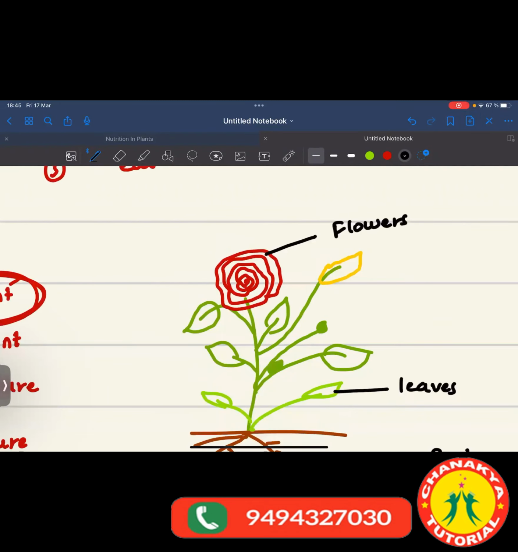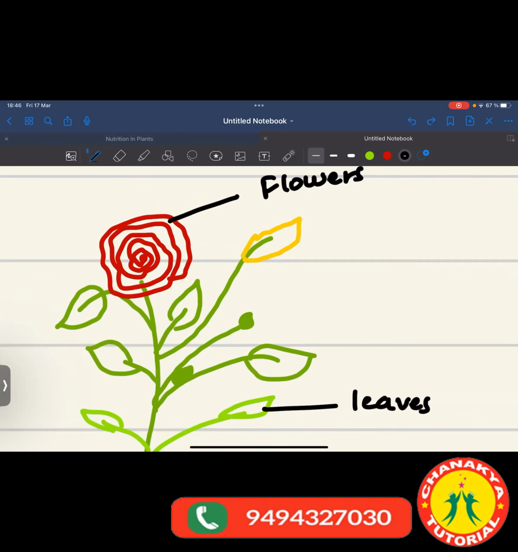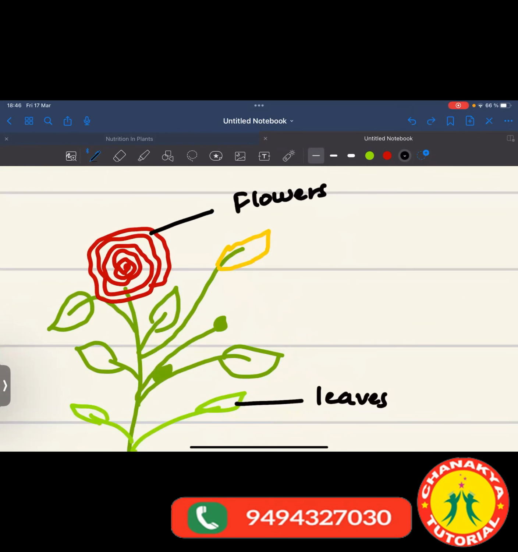Okay. Here you can see the seed is getting converted into something. The seed gets converted into a leaf? The seed gets converted into what? Flower. No, not the flower. What else? Fruit.